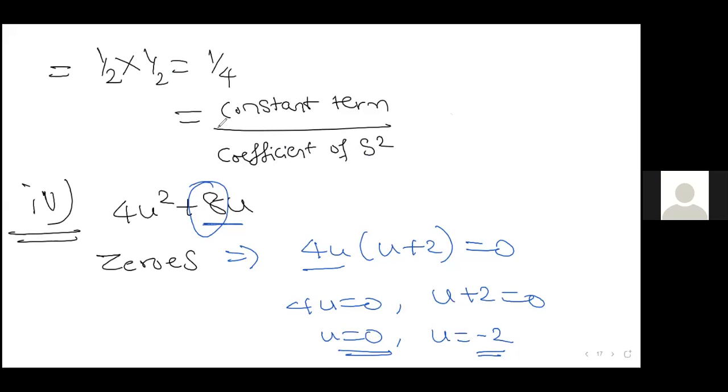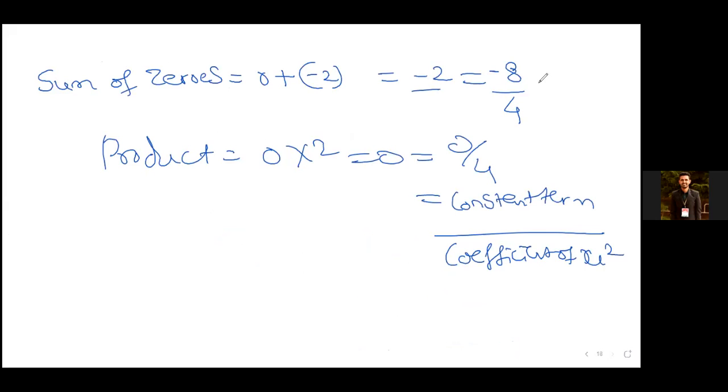Okay. Did I miss anything here? Because for u plus 2 and sum of zeros, 0 plus minus 2, why am I getting it like this? Can anyone tell me?